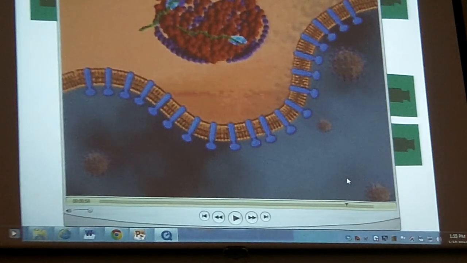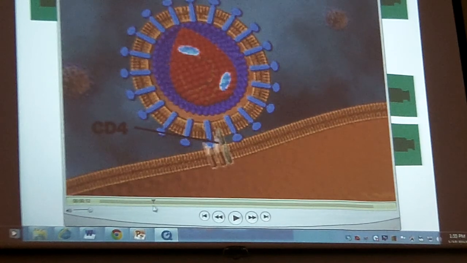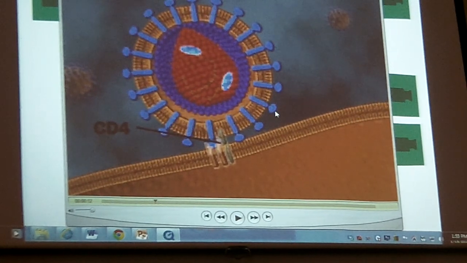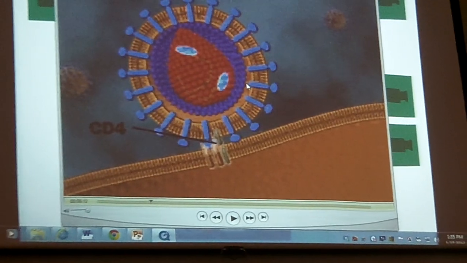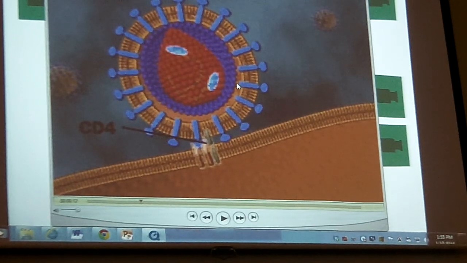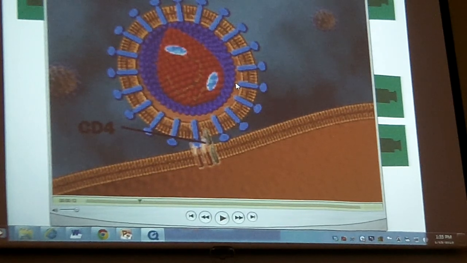No, they're specific. The only cell that has a CD4 protein here is an immune cell, so this HIV virus can only get inside immune cells. It only affects a specific type of cell. Not necessarily an immune cell, though. HIV affects immune cells. The common cold affects mucous membrane cells. Herpes affects cells in the genital area and such. So different viruses affect different types of cells.